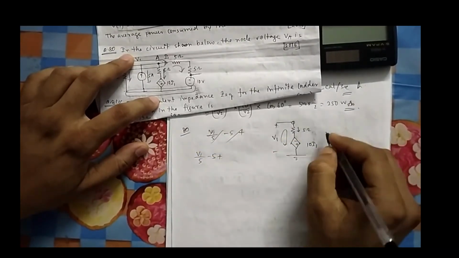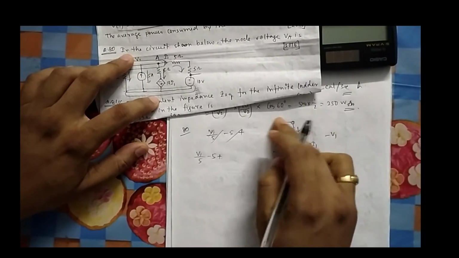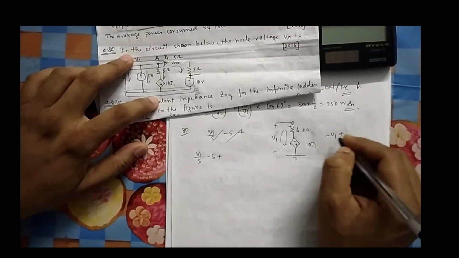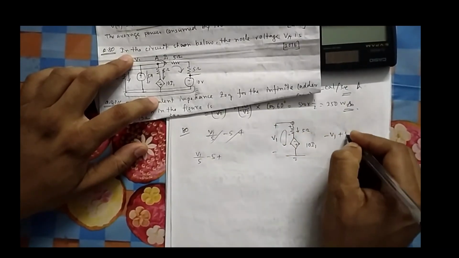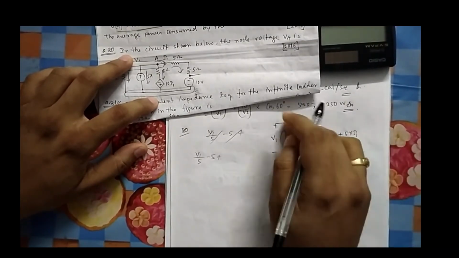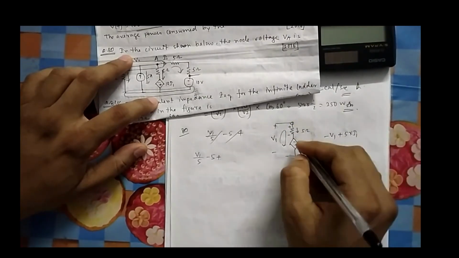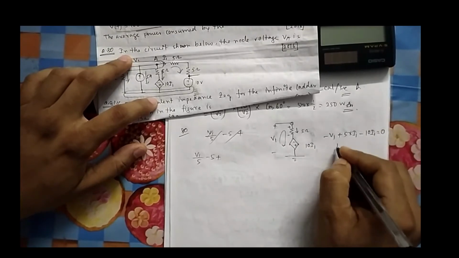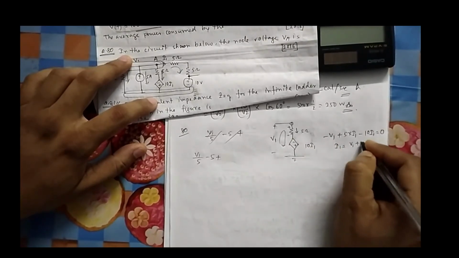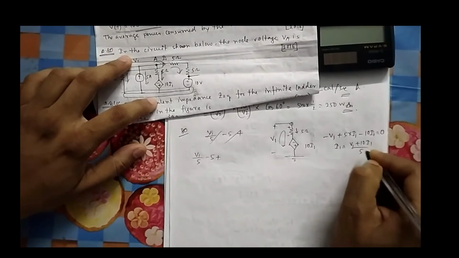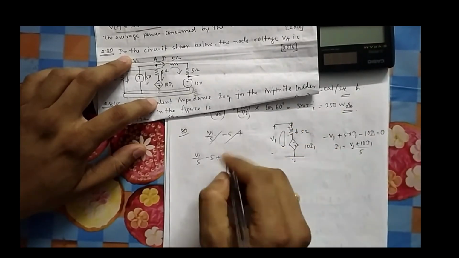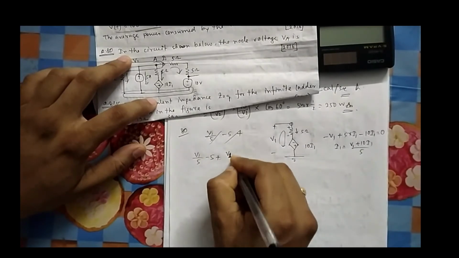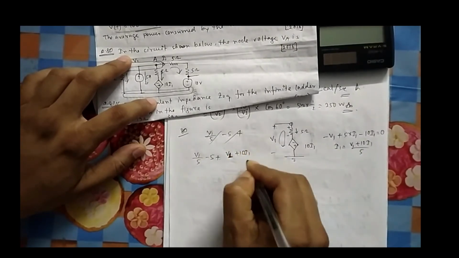If I take KVL here, then it is -V1, then because current is entering through this, plus 5 into I1, this current that I intended to find, and then again minus 10 I1 is equal to 0, or I1 is equal to (V1 plus 10 I1) by 5. So from here also you can find how it is coming. It is simple KVL only. So it is V1 plus 10 I1 divided by 5.